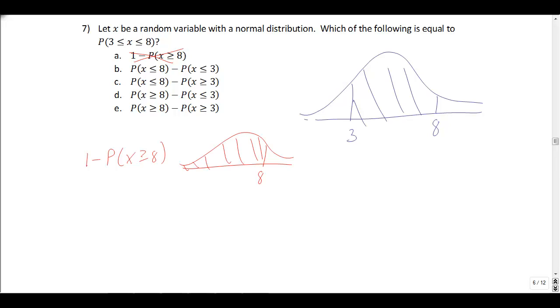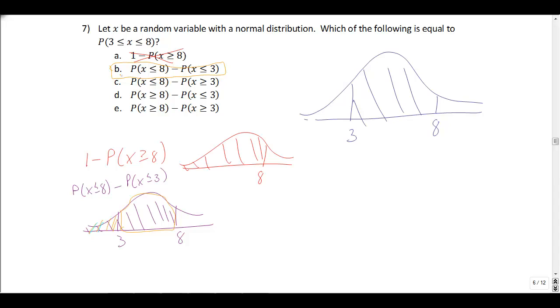Next one, let's do the probability x less than or equal to 8 minus the probability x greater than or equal to 3. Well, let's see. Let's write that out: probability x less than or equal to 8 minus the probability x less than or equal to 3. So this is 8 and 3. The probability x less than or equal to 8 would be this whole purple part here. Then we subtract off this orange part, x less than or equal to 3. What we're left with is this part here, and that's exactly what we're looking for. So we can see here that B works as our answer.